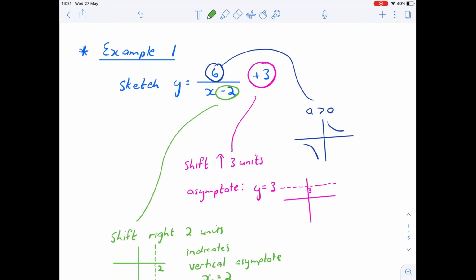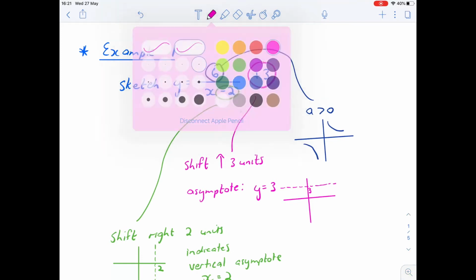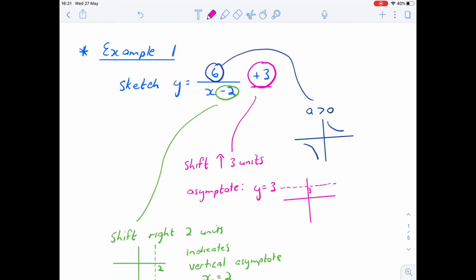So the example we're going to do together is y equals 6 over x minus 2 plus 3. So the first thing is this plus 3. Now that is a shift up of 3 units. So my asymptote is going to be over here at y equals 3. Then we've got the a's value is 6, which is greater than 0. So it's in quadrants 1 and quadrant 3.